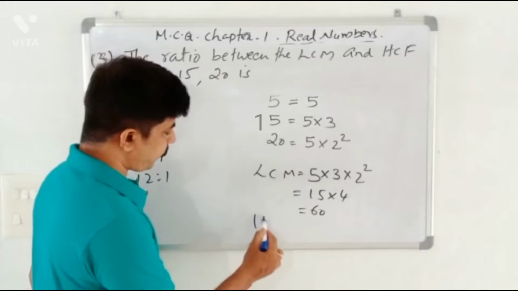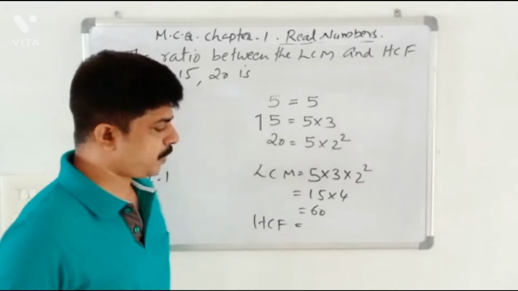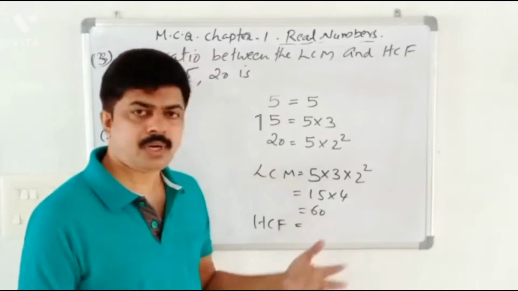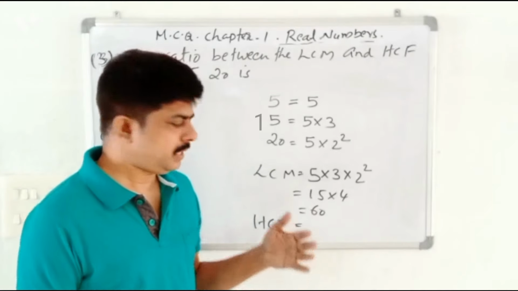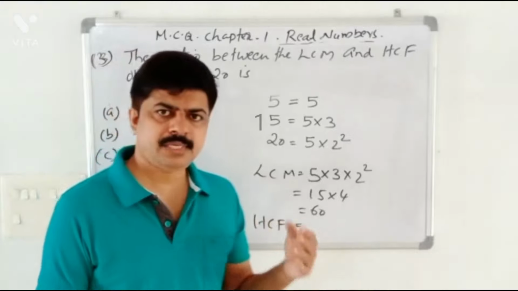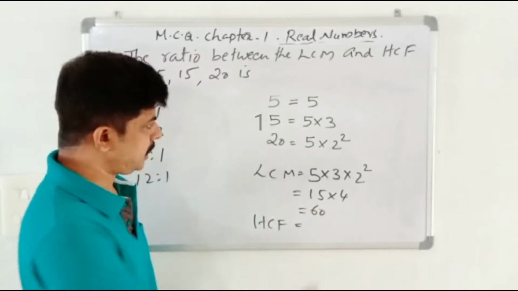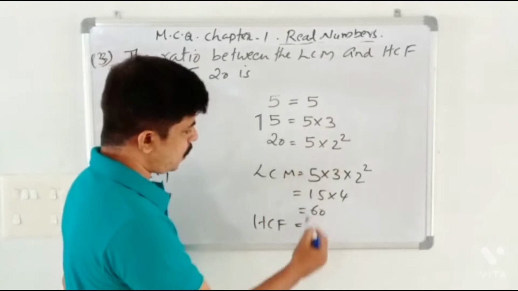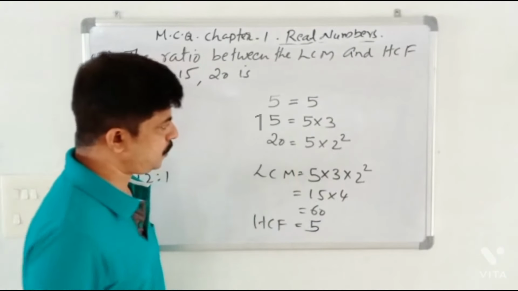HCF is equal to the product of the smallest power of each common prime factor. Here only one is common. Therefore HCF is equal to 5.